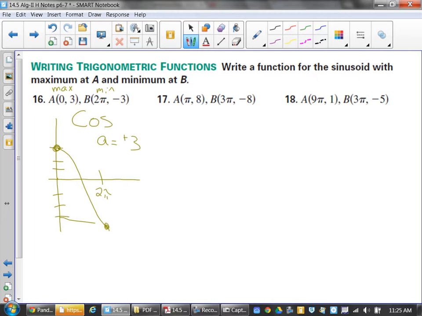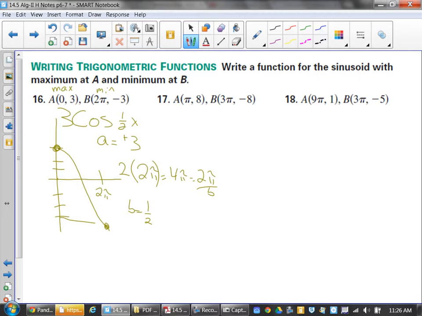Lastly, how far apart is it from 0 to 2 pi? 2 pi. So our period is 2 pi, and I set that equal to 2 pi over. Oh, I forgot. Sorry, I forgot to double it. So the period is 4 pi, and I set that equal to 2 pi over b. What's b? 1/2. Very good. So b equals 1/2, and you're done. 3 cosine, 1/2 x.